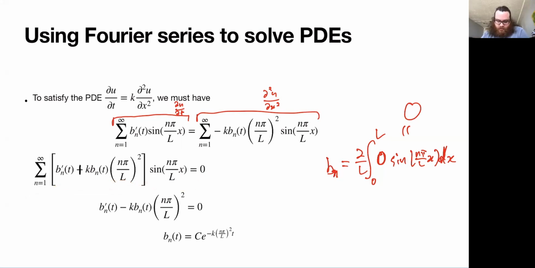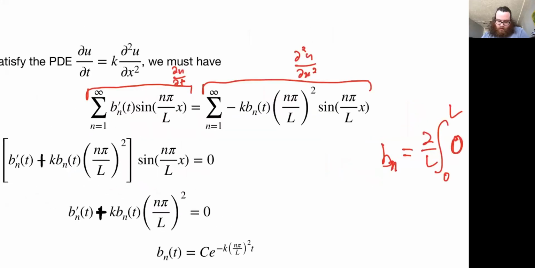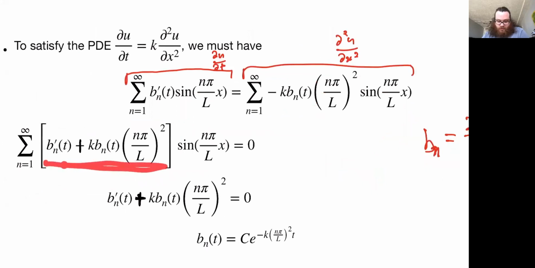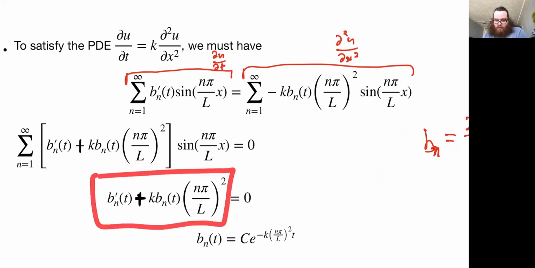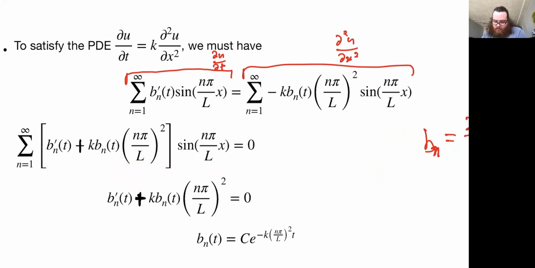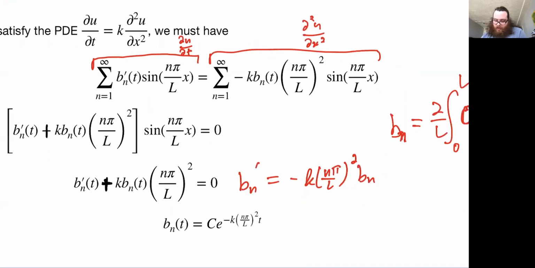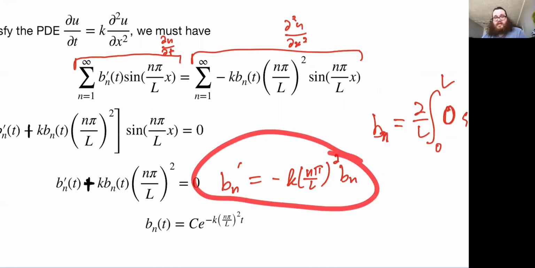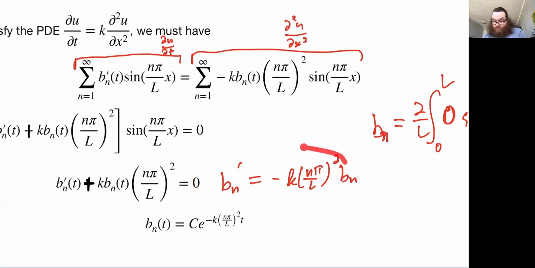And so then the conclusion is that, since each of these terms is 0, equivalently we get this thing right here. You can also write this as b sub n prime is equal to minus k (n pi over L) squared b sub n. And this is an ODE that you can solve directly. The solutions for this ODE are going to be exactly exponentials of this form for some undetermined constant c.